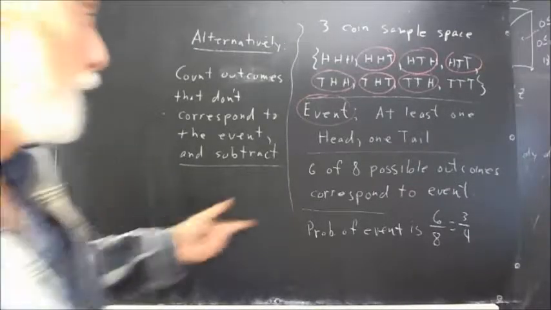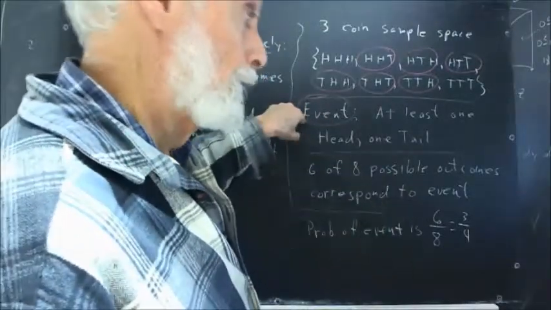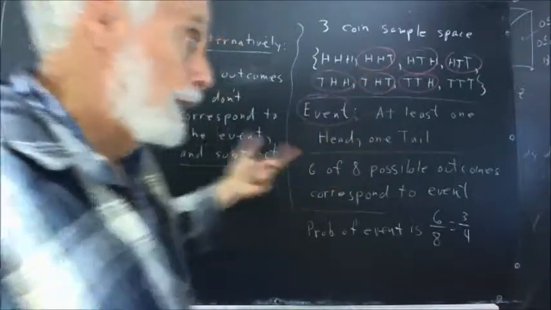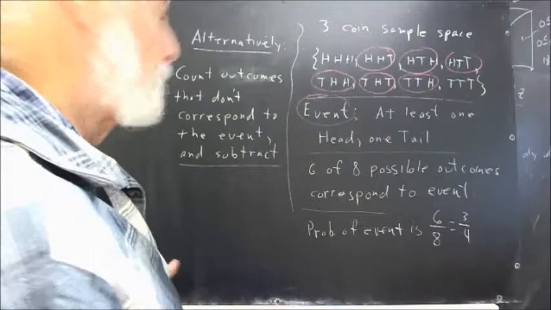Now that was easy enough. We counted 6 outcomes that correspond to the desired event. There's an even easier way. Now again, that was easy enough. There's no need to get lazy and try a much easier way, and in more complicated problems often there is.